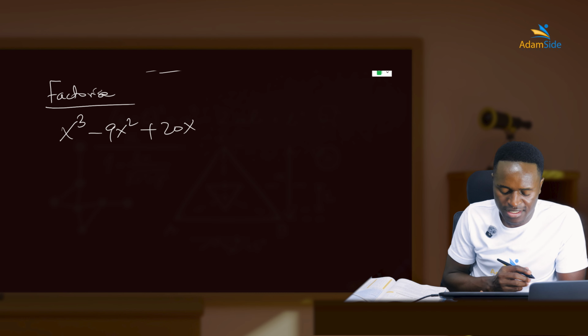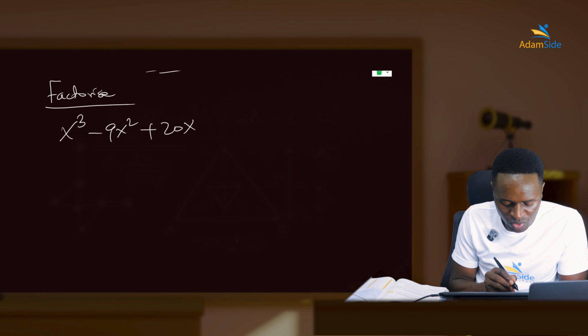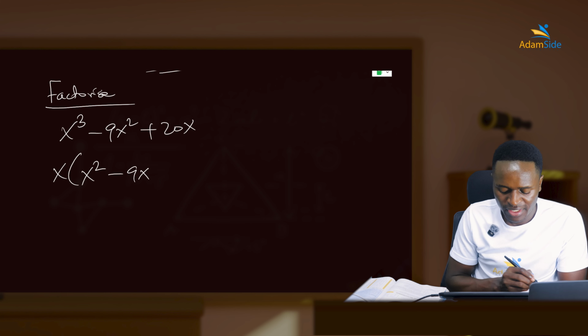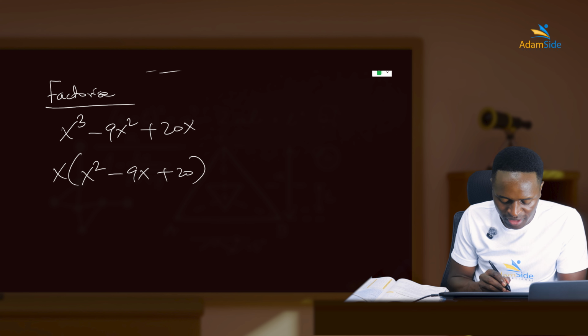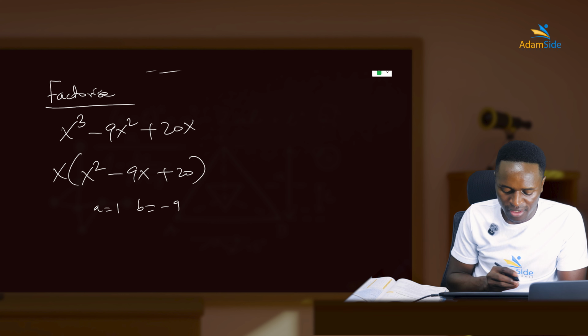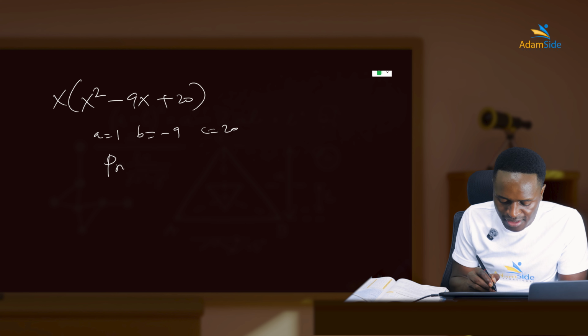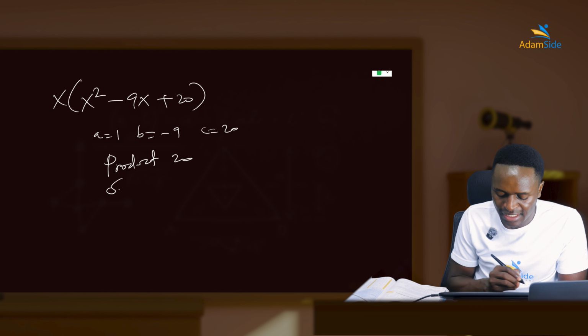What happens in this case? You just do the same. You say x into x squared minus 9x plus 20. And then we come to factorize here. How do you factorize? Now this becomes a is 1, b is negative 9, and c is 20. Now we say product is 20, sum is negative 9.